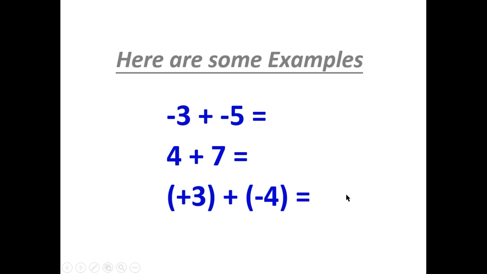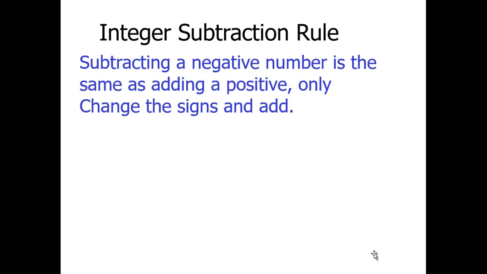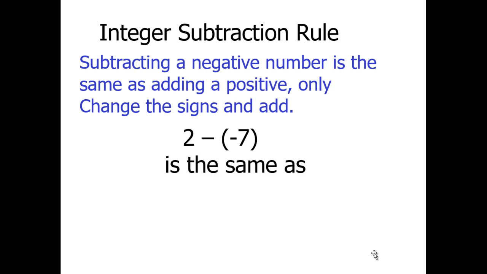Here are some examples. -3 and -5. What will be their sum? -8. 4 plus 7 is equal to 11. 3 plus -4 is equal to -1. Integer subtraction rule. Subtracting a negative number is the same as adding a positive. Only change the signs and add. 2 minus -7 is the same as 2 plus +7, which is equal to 9.